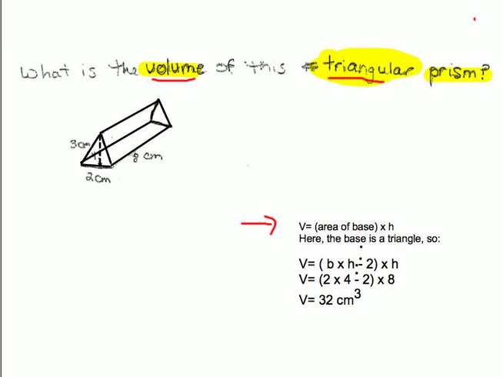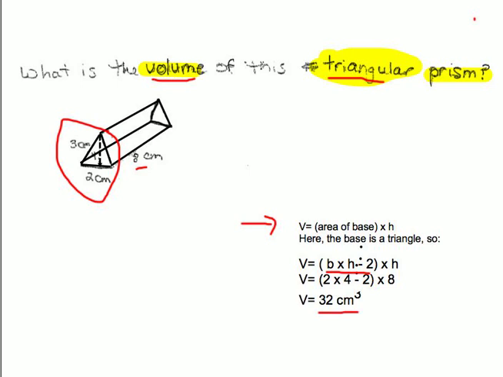Because this is called a triangular prism, the base is this triangle here. I know that the formula for a triangle is base times height divided by 2, and so that's the area of the base times the height. So the volume is 2 times 4 divided by 2 times 8, so the answer, the volume, is 32 centimeters cubed.